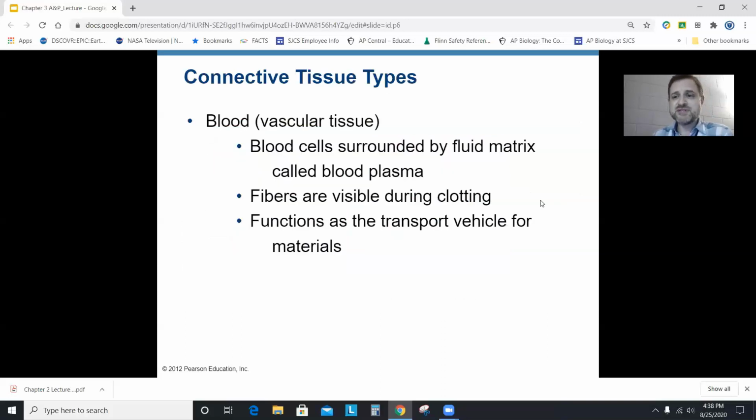Lastly, blood, which is a vascular tissue, because vascular means you have a blood supply. There's a whole chapter on blood that we'll get to later. The extracellular matrix is called plasma. Blood plasma is the liquid part of your blood. There's a cellular part that contains red blood cells, white blood cells, and platelets. Platelets are fibers that help blood to clot if you have a wound.